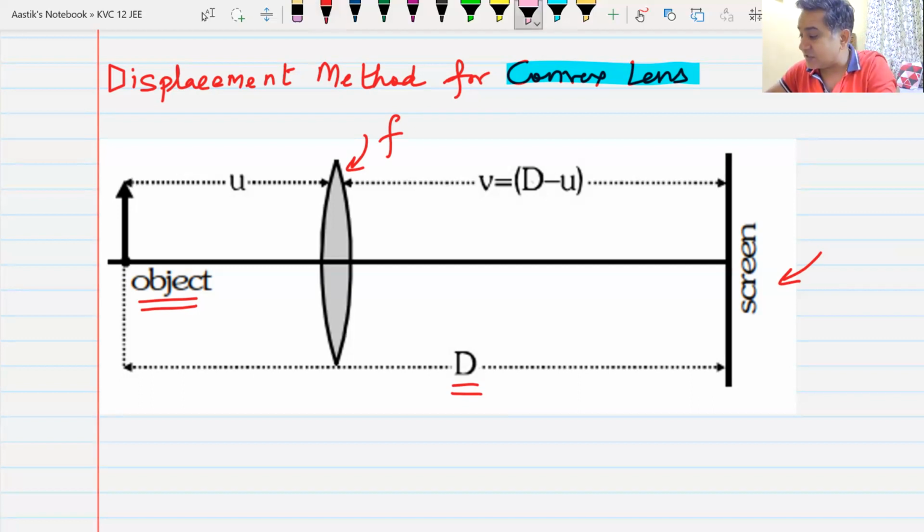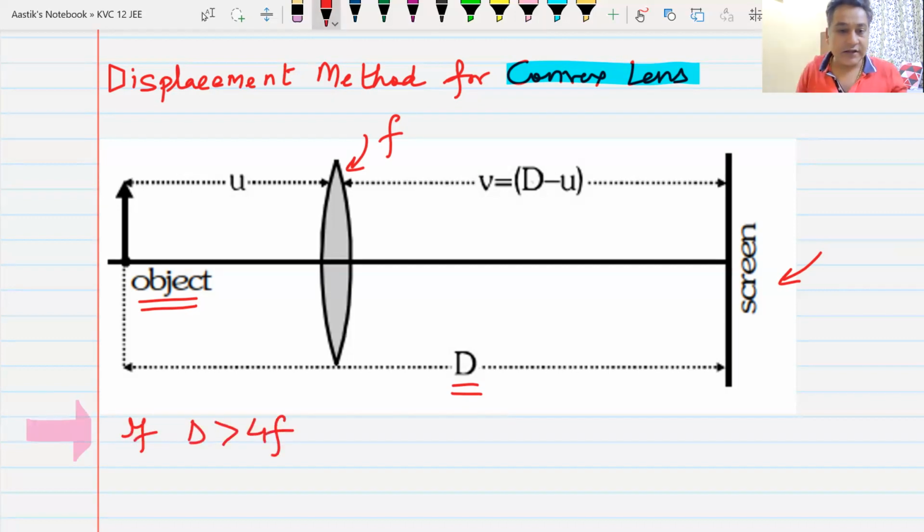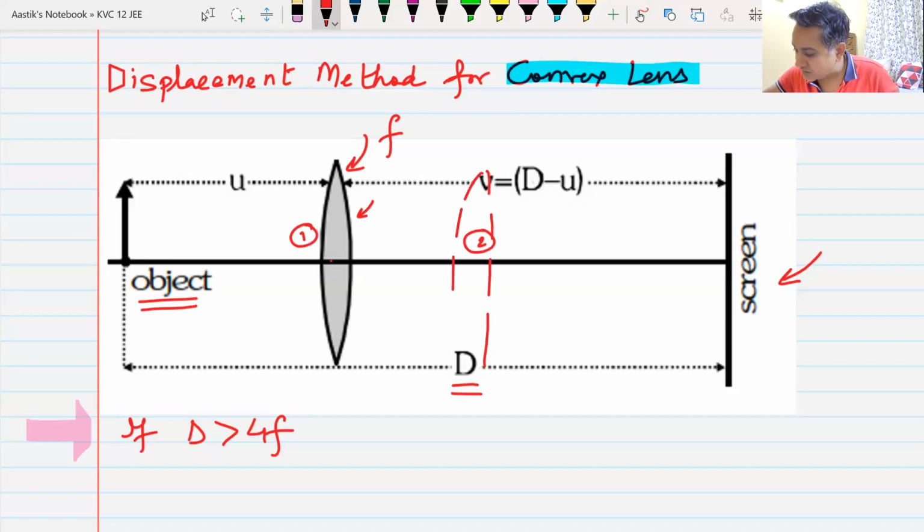Now, remember, the first condition is, if your d is greater than 4f, what is 4f? f is the focal length of the lens, and 4f is 4 multiplied by f. If d is greater than 4f, then there are two possible conditions, there are two positions for this lens to create a real image on the screen.